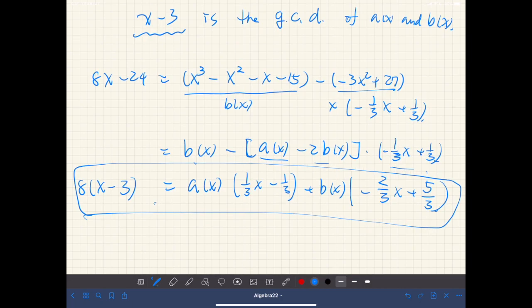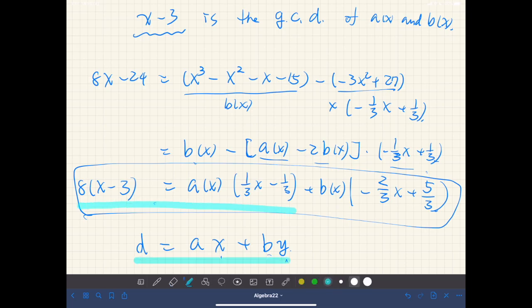So this is analogous to the integer case. In the case of integers, if d is a common divisor of integers a and b, we have something like this. And a, b, d are integers, and x and y are also integers. And d is the greatest common divisor of a and b. So just like integers, we have a similar expression for polynomials.